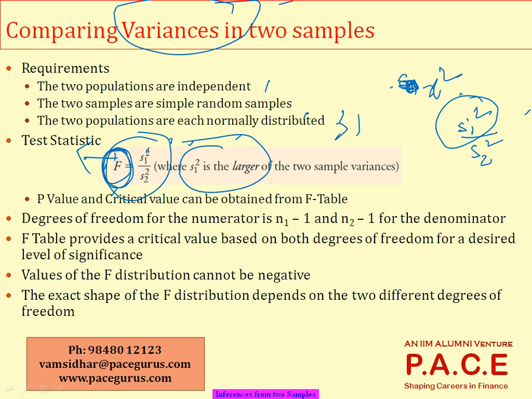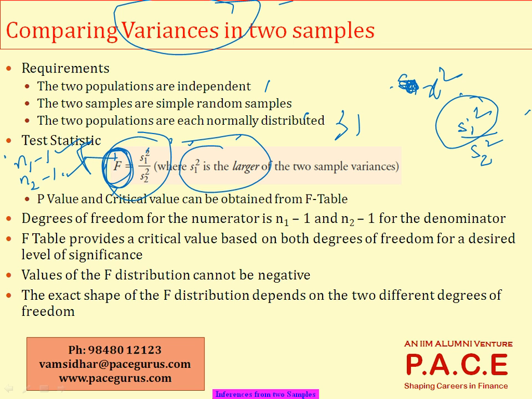Now, this F distribution is also more like your chi-square distribution, but the difference is its critical value will depend on 2 degrees of freedom: n1 minus 1 for the first sample, and n2 minus 1 for the second sample. So based on these 2 separate degrees of freedom and the level of significance, the F test will give a critical value.